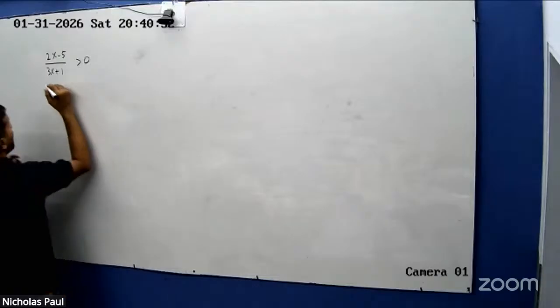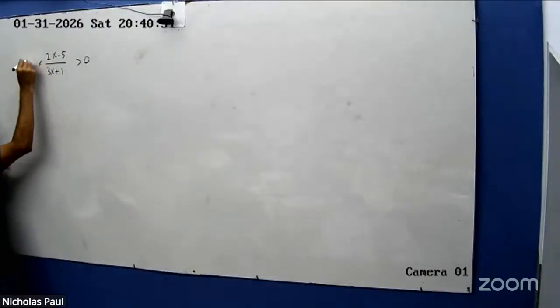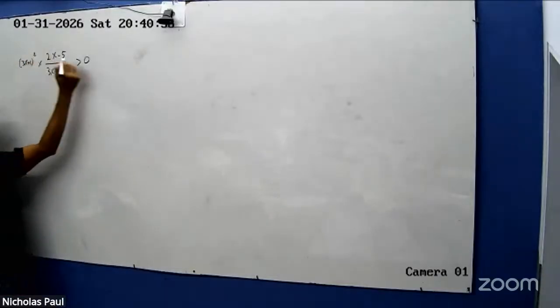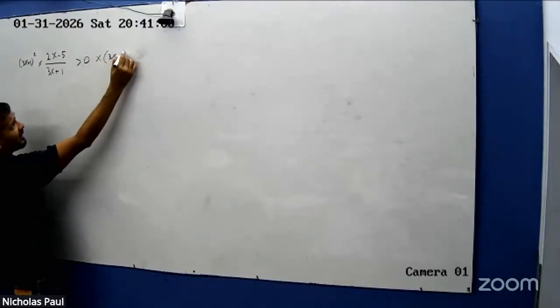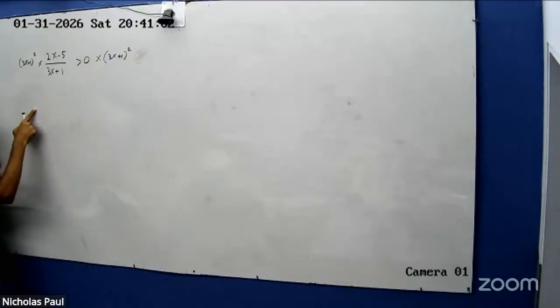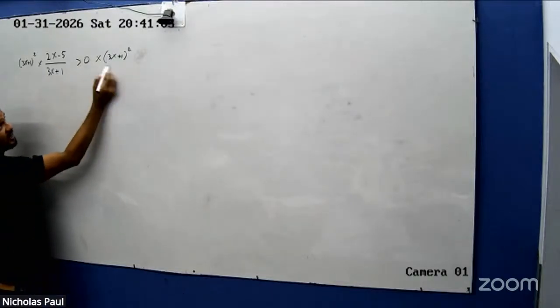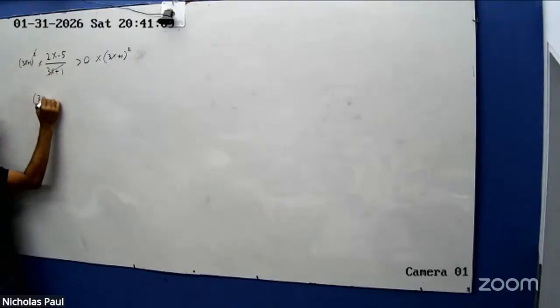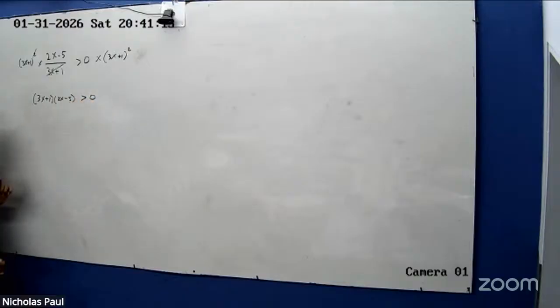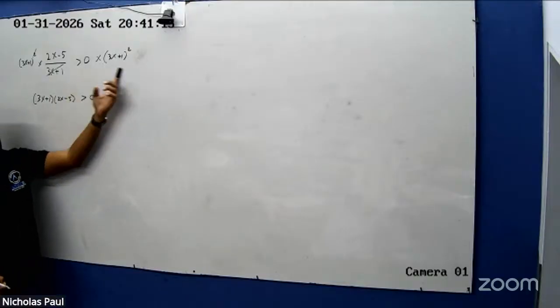So you multiply both sides by 3x plus 1 squared. Sometimes you could have a number here, so that's why I don't want you to get in the habit of just multiplying this side alone. If you have a number here, then this will be some value. This will cancel off. You'll get 3x plus 1 times 2x minus 5 is more than 0. If this value here is 1, then you have to multiply that out.